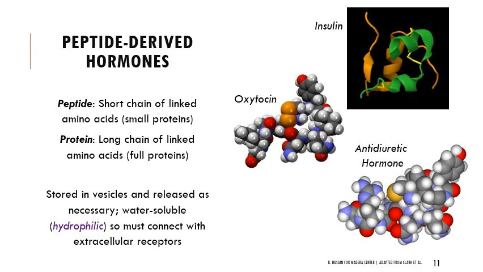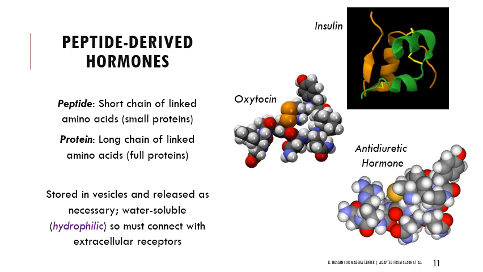These are often stored in vesicles within the cell and released as necessary. And just like the amino acid-derived hormones, these are water soluble, they're hydrophilic, which means that they're not going to be able to move through the plasma membrane. They're going to have to bind to receptors on the outside of the cell.